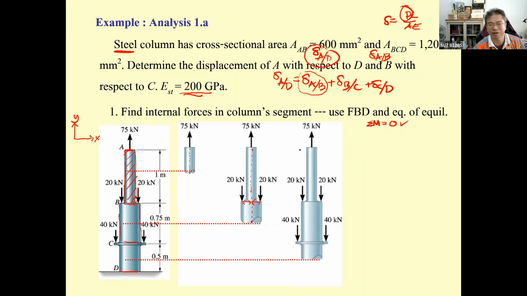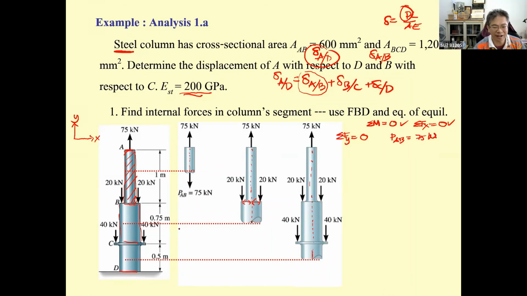And if you see there is no horizontal force, so the summation of F sub x for all three free body diagrams is equal to 0. Only one equation is left, the summation of F sub y equal to 0. By doing this for the first one, you get P sub AB equal to 75 kilonewton.